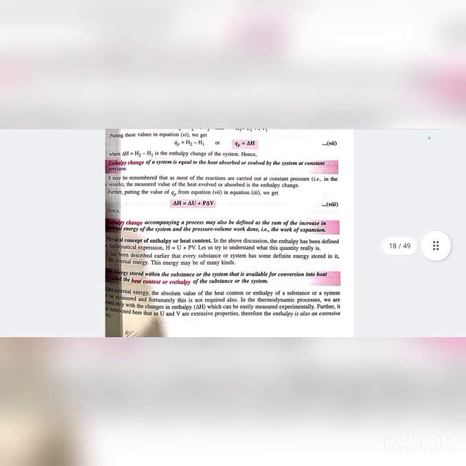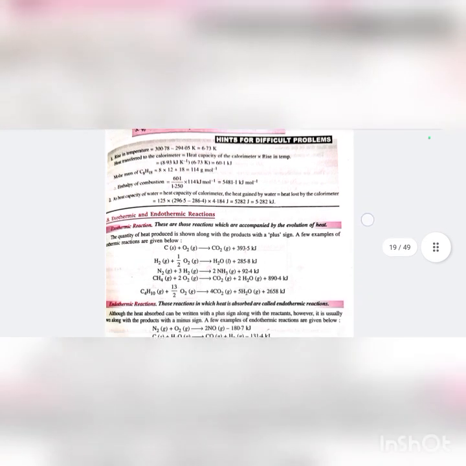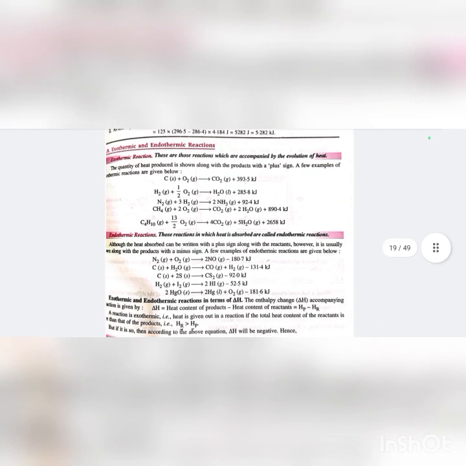Now here is another definition of enthalpy change. Now we will do exothermic and endothermic reactions. Exothermic reactions are those reactions which are accompanied by the evolution of heat. The quantity of heat produced is shown along with the products with the plus sign. A few examples of exothermic reactions are C plus O2 is equal to CO2 plus 393.5 kilojoules of energy released. Similarly, C4H10 plus 13 by 2 O2 is equal to 4 CO2 plus 5 H2O plus 2658 kilojoules of energy released during this reaction.